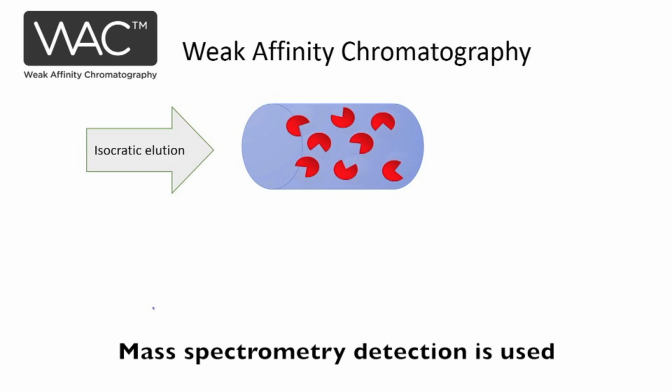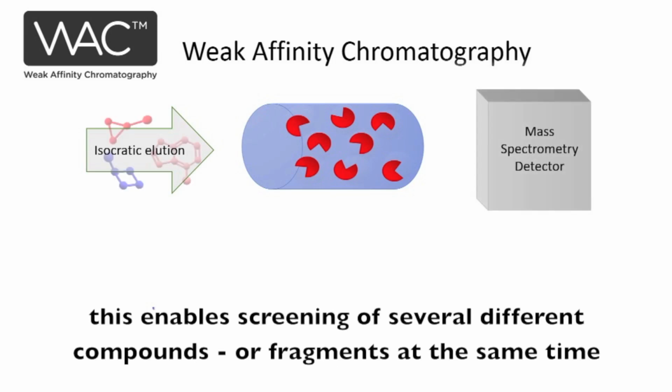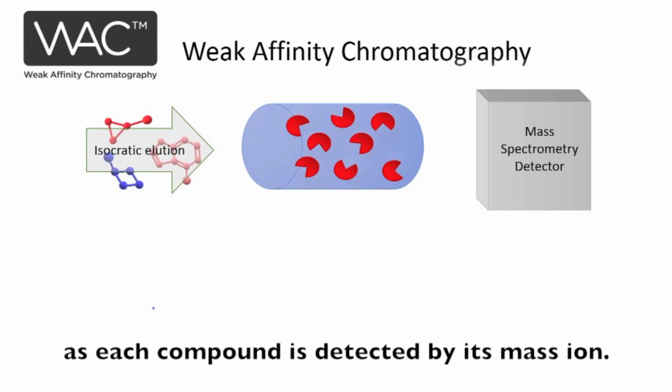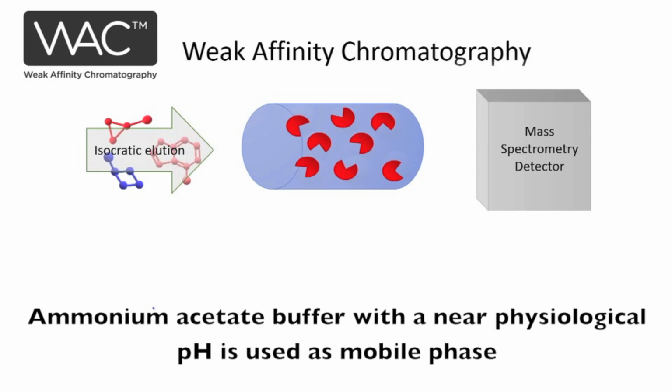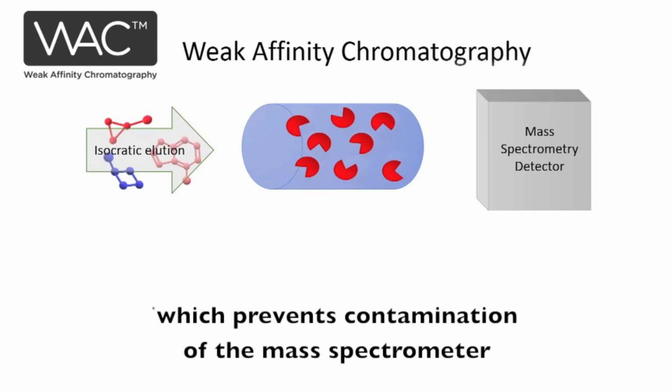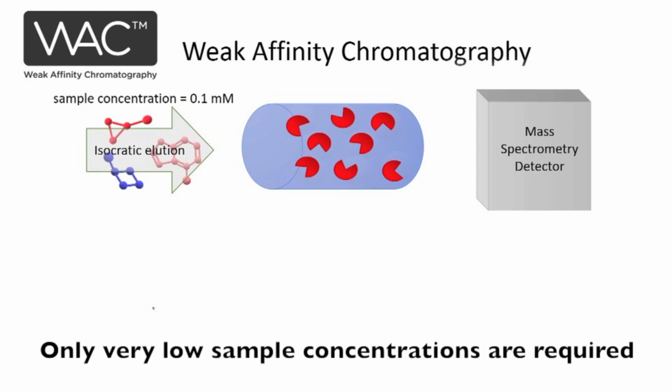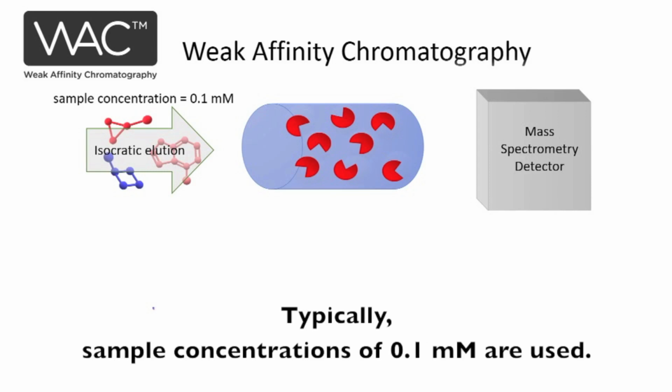Mass spectrometry detection is used, which enables screening of several different compounds or fragments at the same time, as each compound is detected by its mass ion. Ammonium acetate buffer with a near physiological pH is used as mobile phase, which prevents contamination of the mass spectrometer. Only very low sample concentrations are required. Typically, sample concentrations of 0.1 millimolar are used.